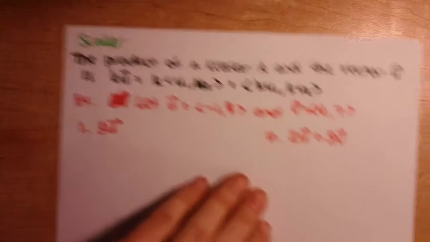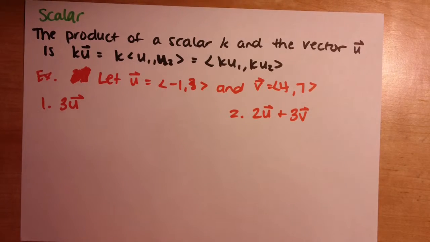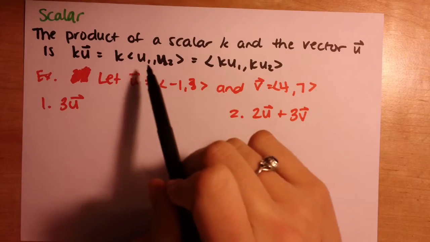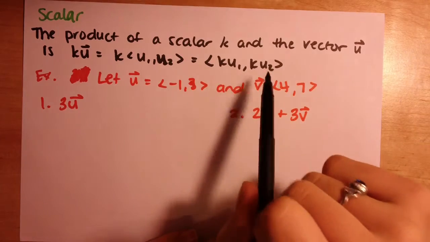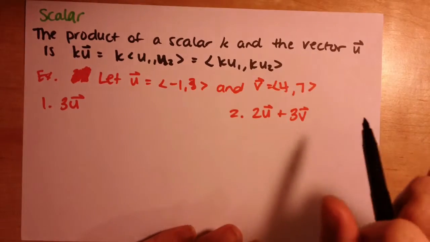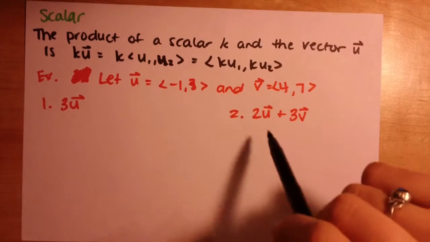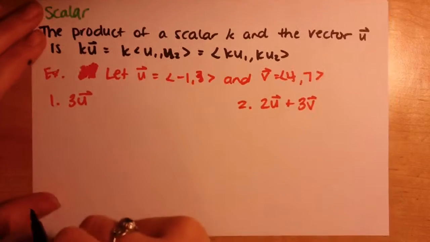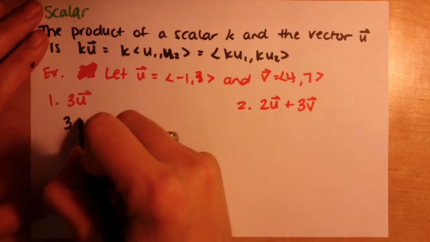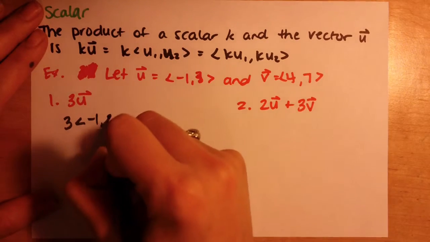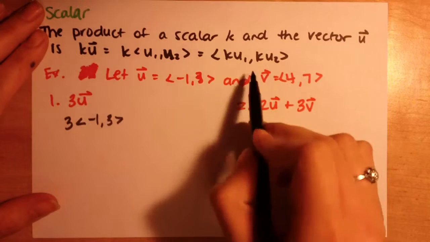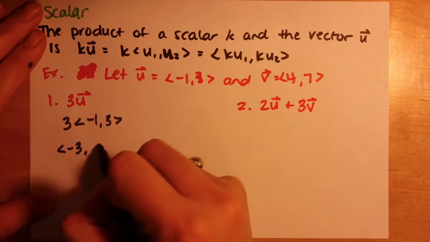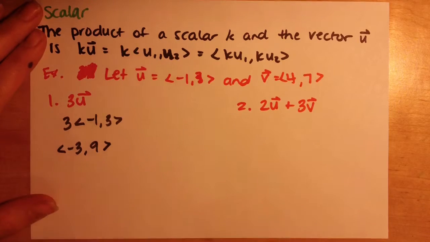Alright? So let's look at some scalar operations. So the product of a scalar k and the vector u is k times u, which is the same as k times u1, u2, which is the same as k u1, k u2. So it can distribute to its components, its parts. So let's let u equal -1, 3. So let's look at 3 times u. So we'll have 3 times -1, 3. And using this property here, we can say that's -3, 9. And so that is our vector.